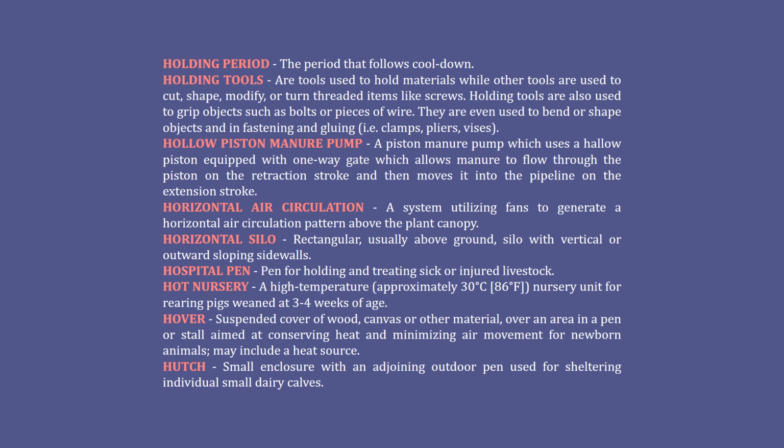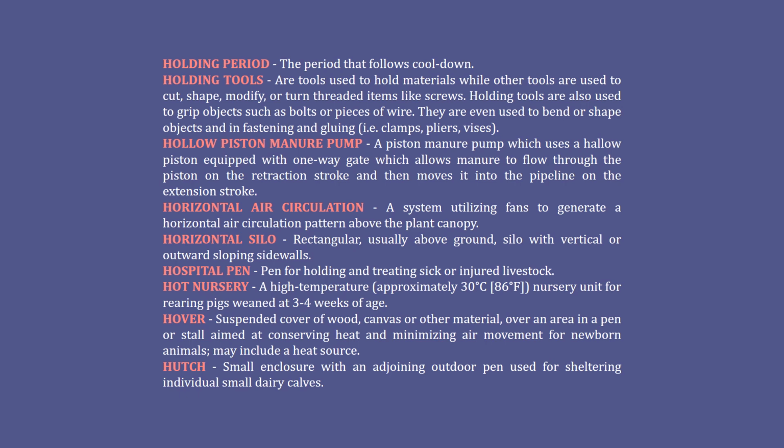Holding tools. Are tools used to hold materials while other tools are used to cut, shape, modify, or turn threaded items like screws. Holding tools are also used to grip objects such as bolts or pieces of wire. They are even used to bend or shape objects and in fastening and gluing, example, clamps, pliers, vices.